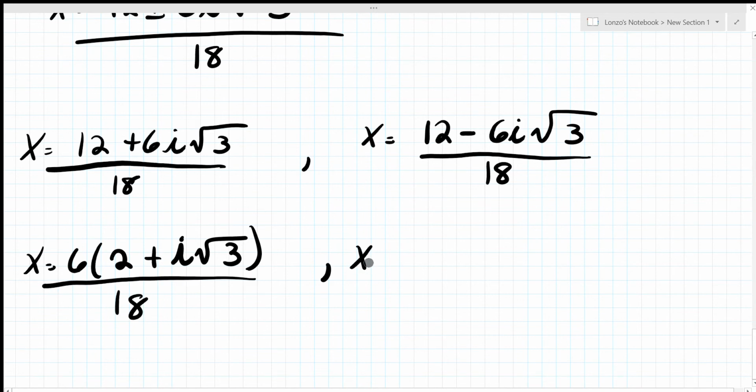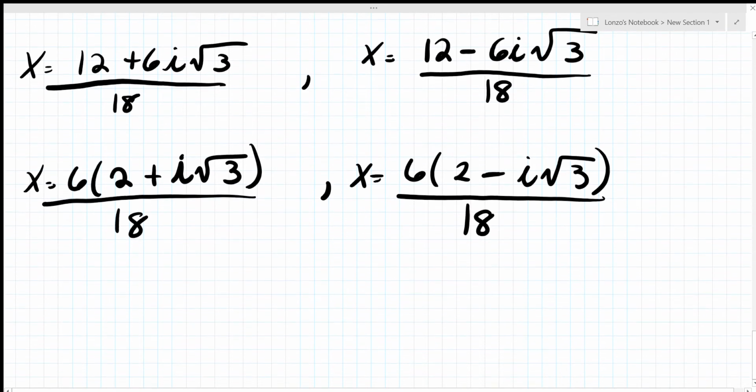And we could do the same thing here. What can we factor out on the numerator? We can factor out a 6, so it's 6 times 2, and it's going to be minus, not positive, because we need a negative, 6 times 2 minus i square root of 3 all over 18.